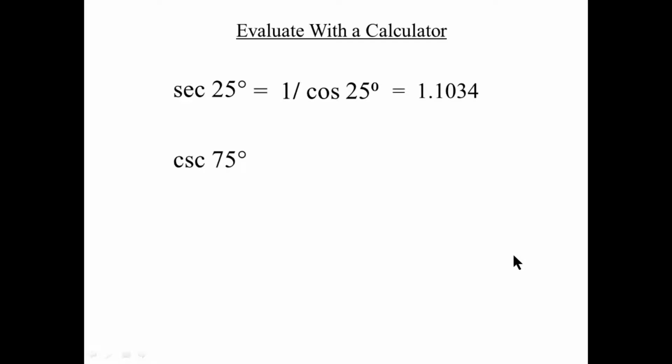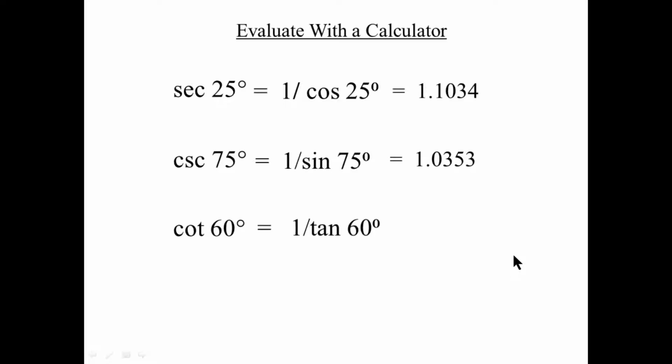And let's do this with cosecant of 75. You have to know that that's 1 over the sine. So cosecant 75 is 1 over the sine of 75. And on a calculator, we find that's 1.0353. Cotangent 60 will be 1 over tangent 60. And that's going to be 0.5773.